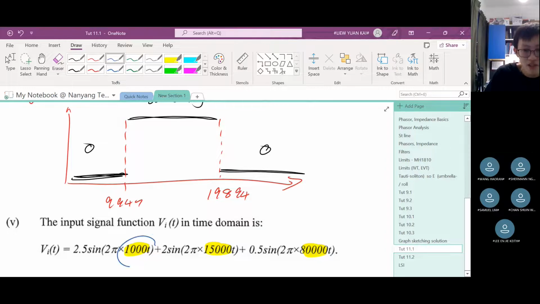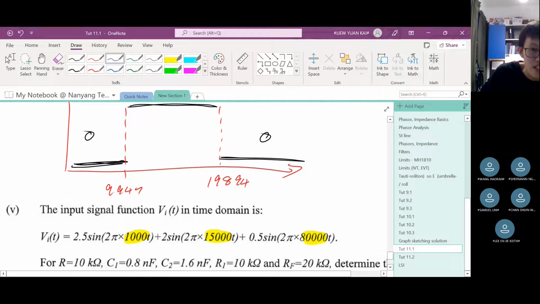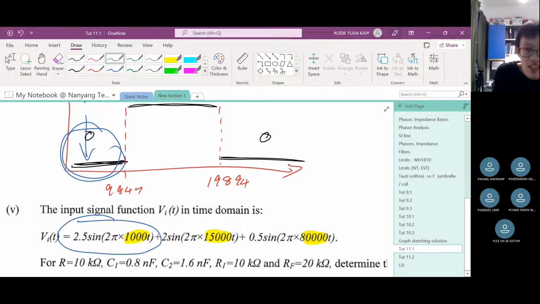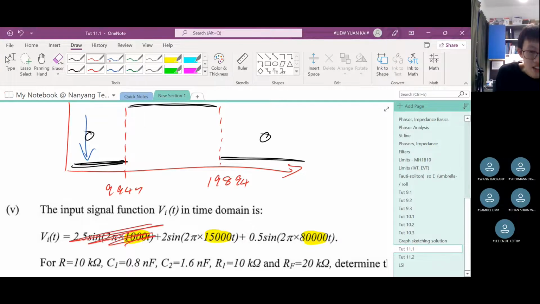So where is 1000? Let us focus on 1000 first. 1000 is somewhere here, right? It's below 9947. It's below 9000. So it's definitely somewhere inside here. Do you see what is the value of the gain? 0. What does that mean? That means that this waveform will be blocked out by the filter. Okay? That one, because 1000 is below the cutoff frequency of the high pass filter, it will become 0. So at the end of the day, this goes away because it gets filtered out.